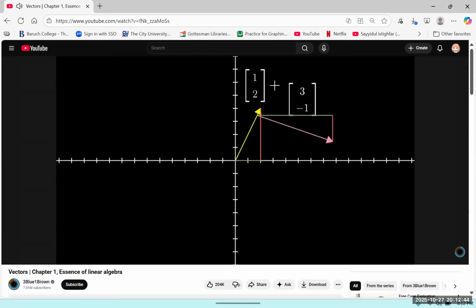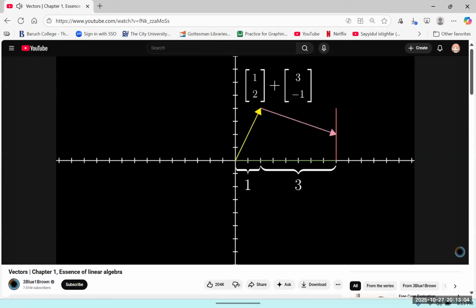When you take the vector sum using this tip-to-tail method, you can think of a 4-step path from the origin to the tip of the second vector. Walk 1 to the right, then 2 up, then 3 to the right, then 1 down. Reorganizing these steps so that you first do all of the rightward motion, then all the vertical motion, you can read it as saying, first move 1 plus 3 to the right, then move 2 minus 1 up.